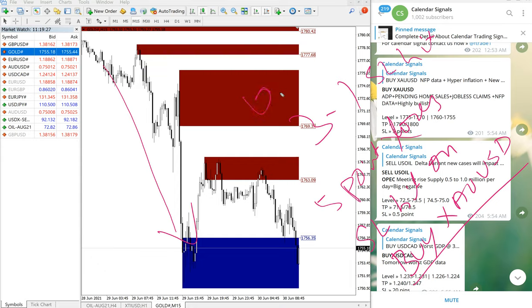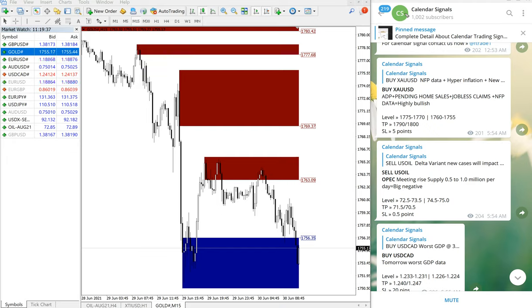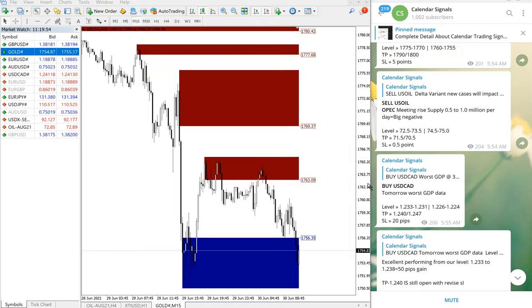So overall, it is profitable for our followers. One SL hit, even though that loss is easily digested by the profit made on the 3 other signals. So that is the performance of June 29 calendar signals.